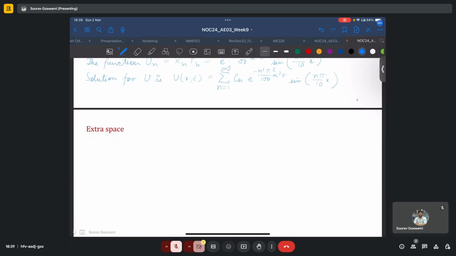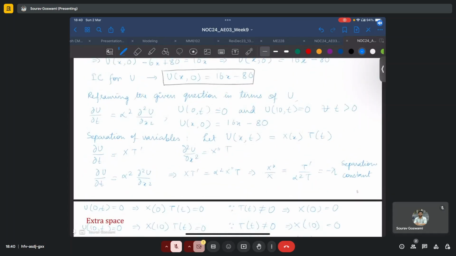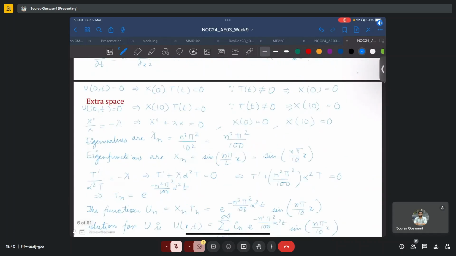And we must find this coefficient c n. And here we can make use of the initial condition which we have not used yet. U at (x, 0) is equal to 16x minus 80.